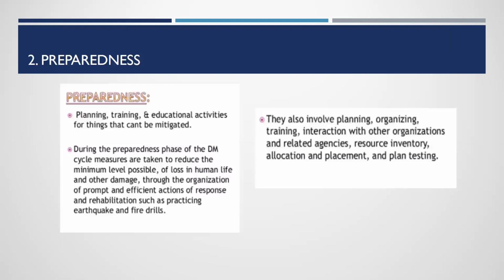Preparedness includes planning, training, and educational activities for things that cannot be mitigated. During the preparedness phase of the disaster management cycle, measures are taken to reduce the possible loss of human life and other damage to a minimal level through the organization of prompt and efficient actions of response and rehabilitation, such as practicing earthquake and fire drills. They also involve planning, organizing, training, interacting with other organizations and related agencies, resource inventory allocation and placement, and plan testing.